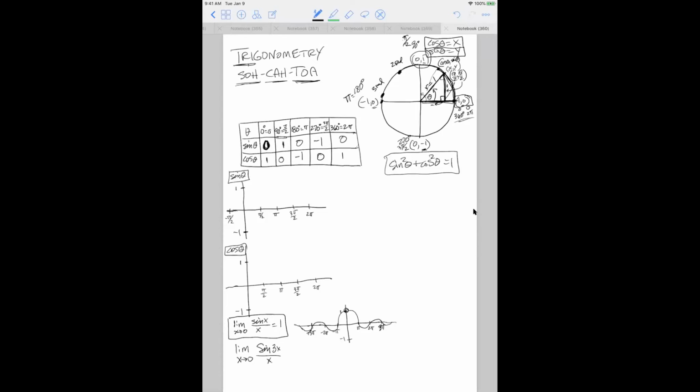So let's do the sine function first. We've got 0 degrees, we're at 0. At pi over 2, we're at 1. At pi, we're at 0 again. At 3 pi over 2, we're at negative 1. And at 2 pi, we're back up to 0.